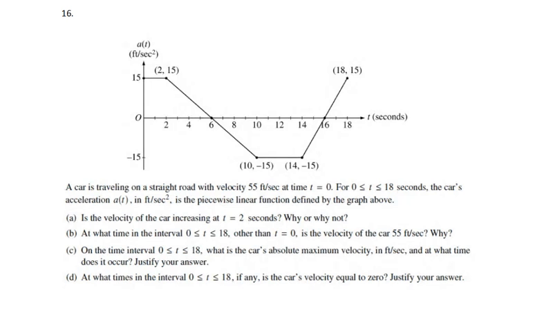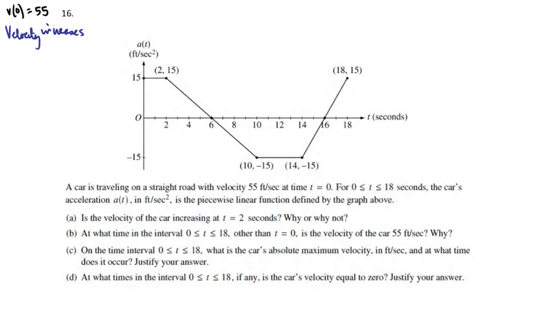In problem 16, we have a car traveling on a straight road with a velocity of 55 feet per second at time t equals 0. So I know v of 0 is equal to 55. On the closed interval from 0 to 18 seconds, the car's acceleration is the piecewise linear function defined by that graph. And the first question asks, is the velocity of the car increasing at t equals 2 seconds?